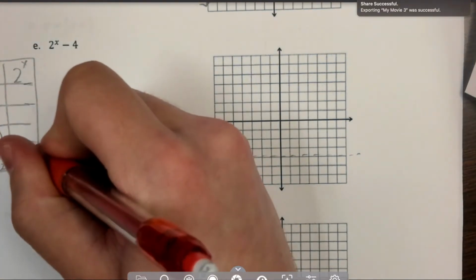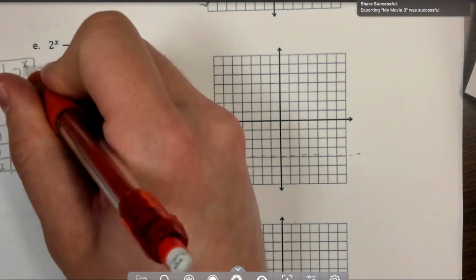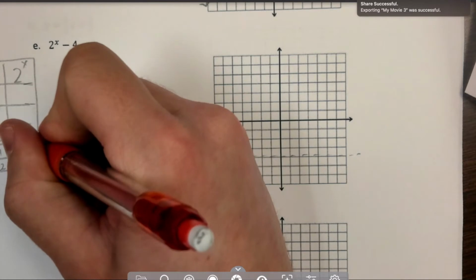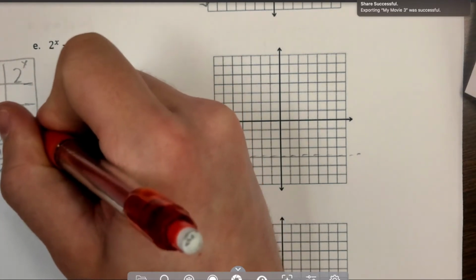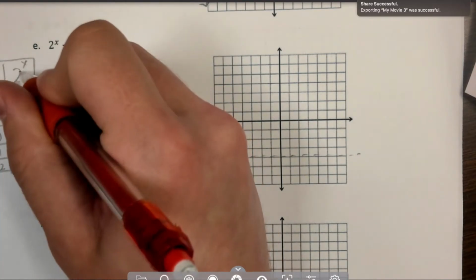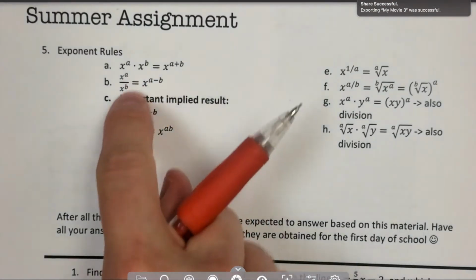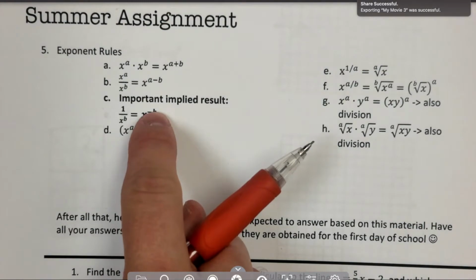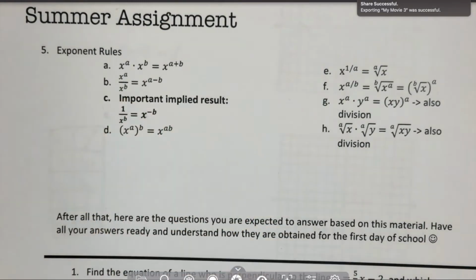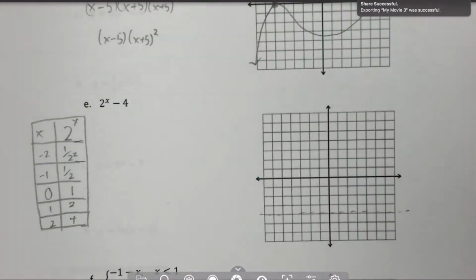2 to the first power is 2. 2 squared is 4. 2 to the 0 power, here's where things get interesting, it's 1. 2 to the negative 1 is 1 over 2 to the first. 2 to the negative 2 is 1 over 2 squared. That's a very important exponent rule. It's actually right here. That's why I wrote it on the page. So 2 to the negative 2 is the same as 1 over 2 squared. All right, it's almost like I wrote this page for a reason.